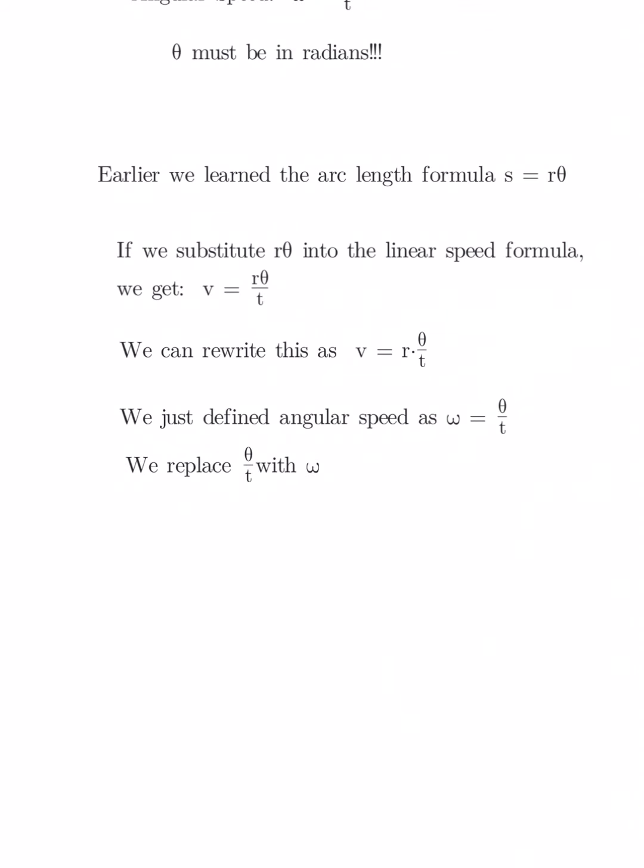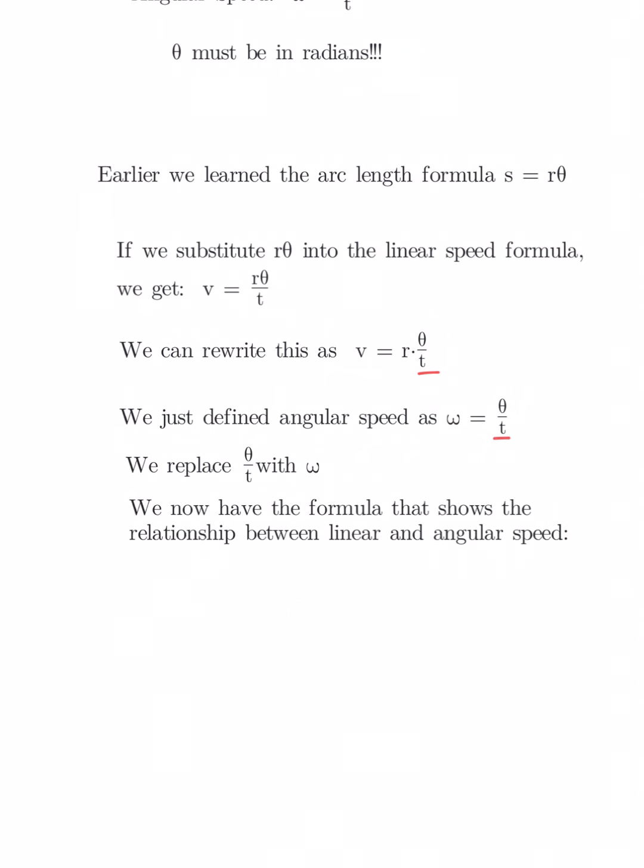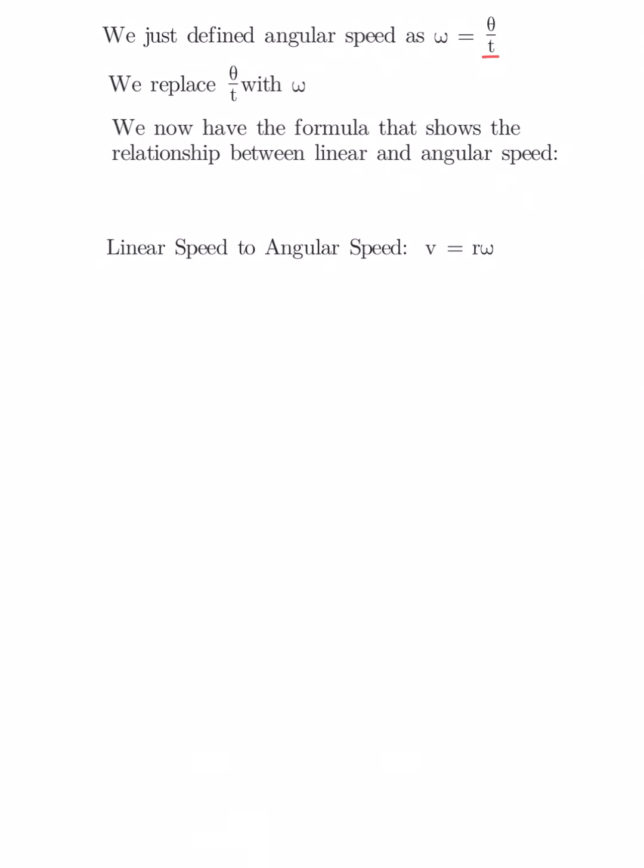So now notice we have a theta over T and a theta over T. So we are going to take out the theta over T and replace it with the omega that it's equal to. We now have the formula that will show the relationship between linear speed and angular speed. The formula that shows the relationship between linear speed and angular speed is V equals R omega, where V equals linear speed, R equals radius, and omega equals angular speed.